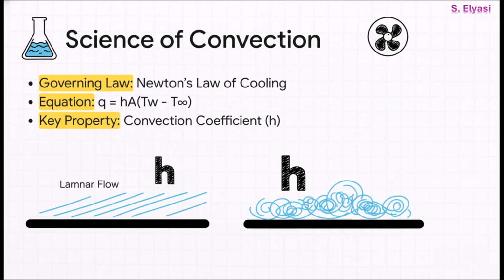The math behind this is called Newton's law of cooling. Now, the key variable here is H, the convection coefficient. And unlike thermal conductivity, H isn't just a simple property of the material. It depends heavily on how the fluid is moving, its speed, if it's turbulent. It's a much more dynamic and honestly trickier value.